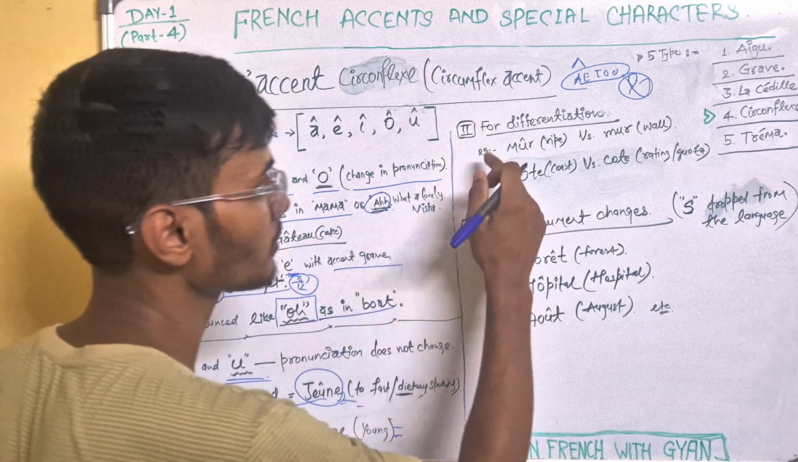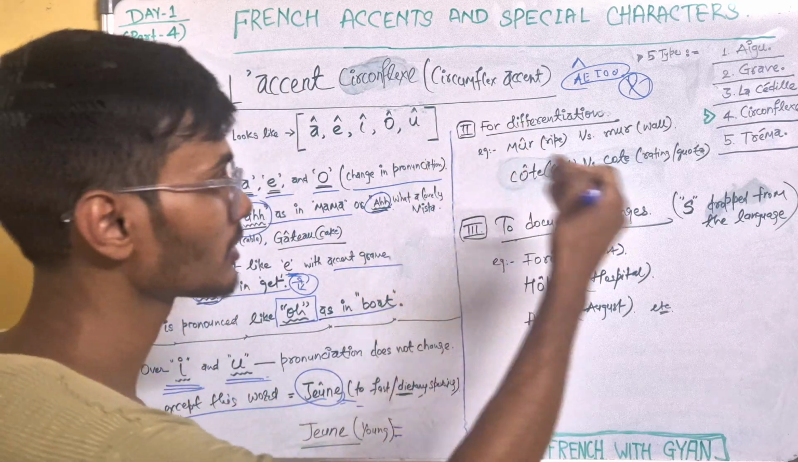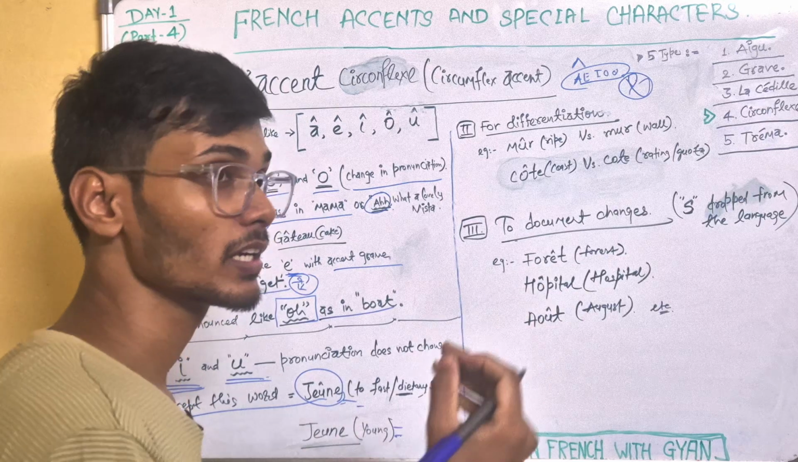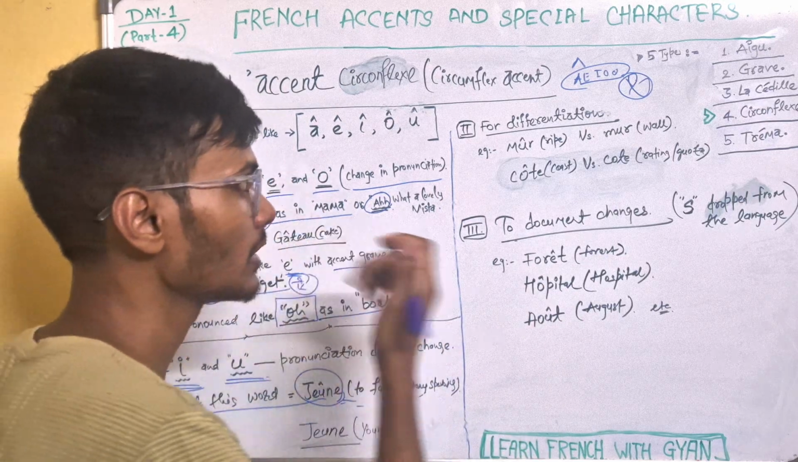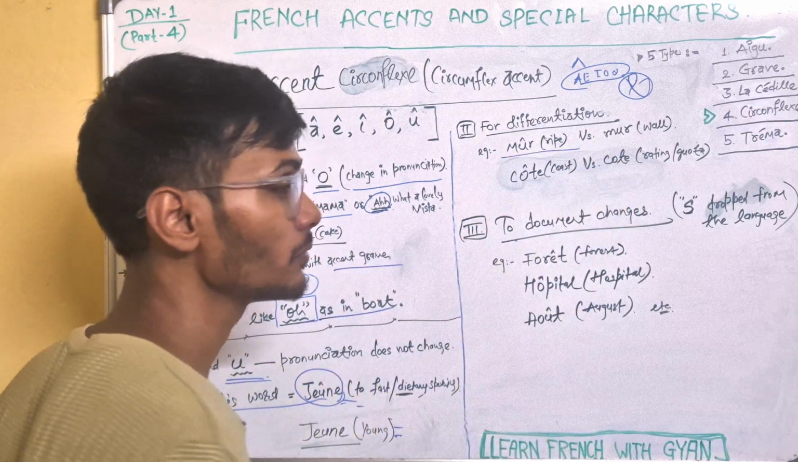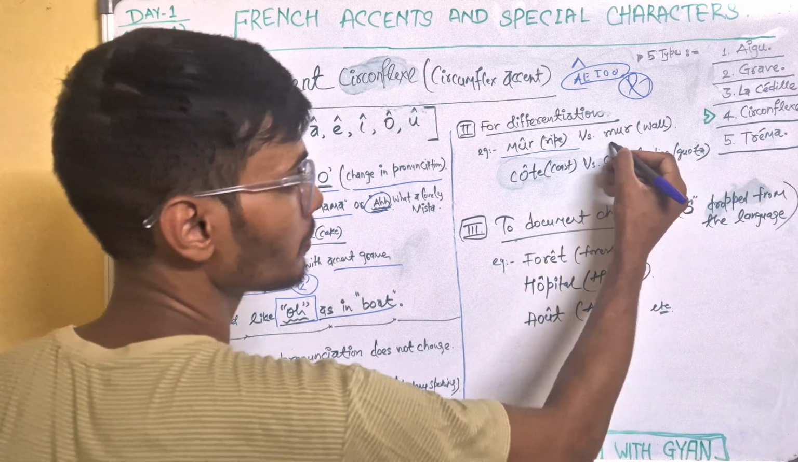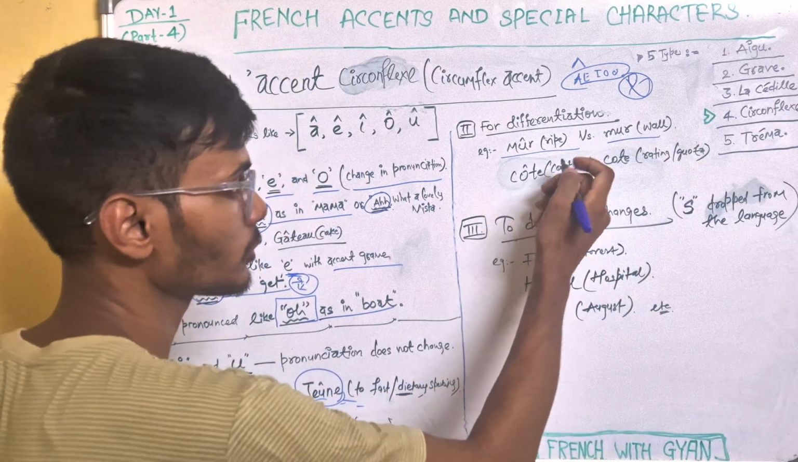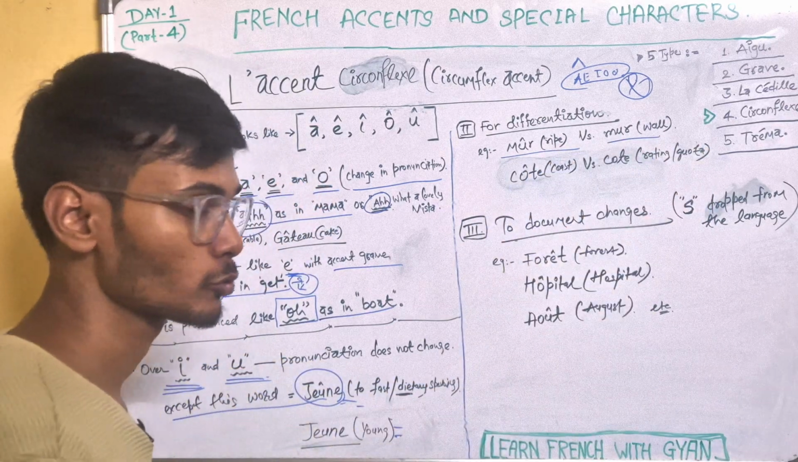And now let's talk about the second part. What second impact does the circumflex give? Yeah, it does create differential meaning for two words. Like I added this example, mur means wall, or this mûr means ripening of fruit.